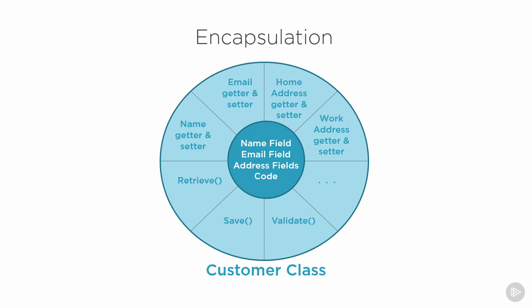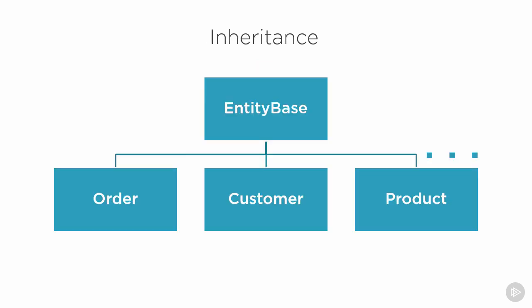Encapsulation allows for hiding the data and the implementation within the class. The data is stored in backing fields and accessible to the rest of the application through property getters and setters. The code is only accessed through the class interface.